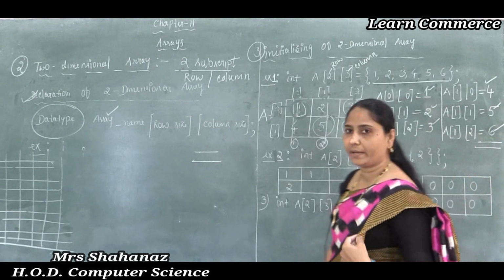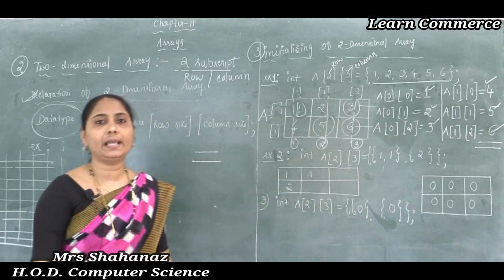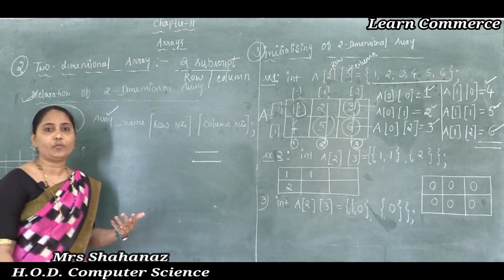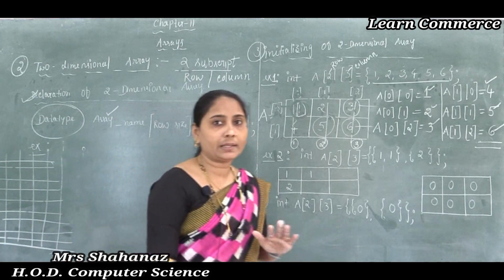That means in this manner, in this way, we can read the element, we can input the element, we can access the element, or we can identify the element. Clear this one?